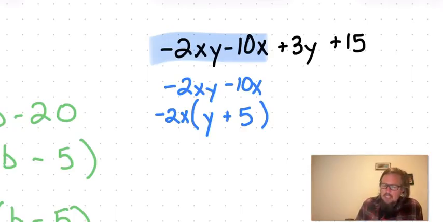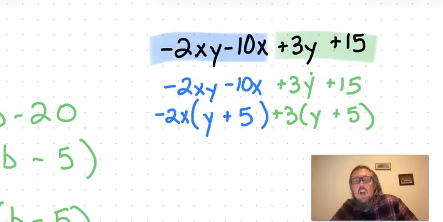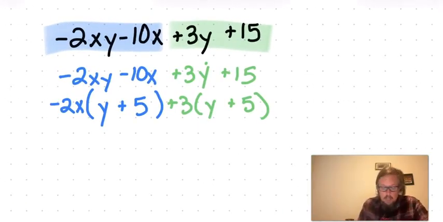Let's take a look at the second pair, 3y plus 15. What's the greatest common factor of 3y and 15? Well, there's no variable in common, but 3 and 15 can both be divided by 3. So greatest common factor is going to be 3, leaving us with a y plus 5. And so now I check and see, are the two parentheses the same? Yes, they are. They're both y plus 5.